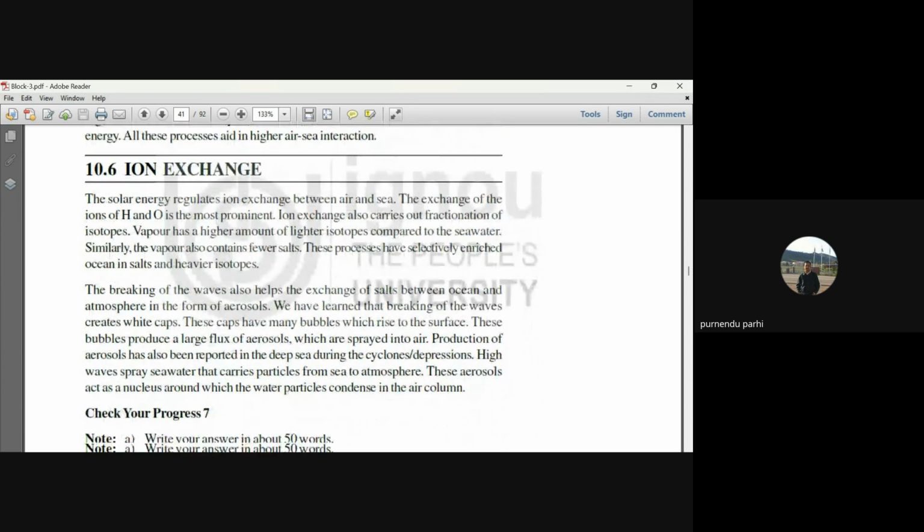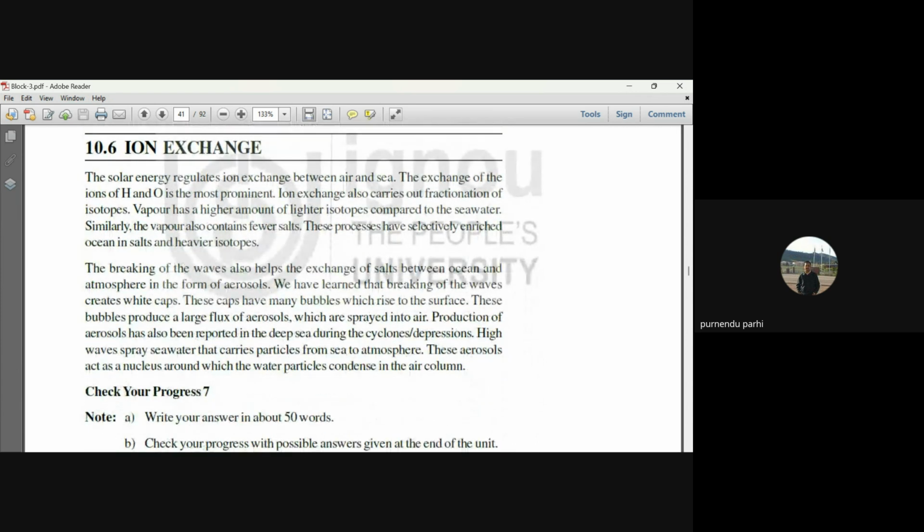Then, ion exchange. The solar energy regulates the ion exchange between the air and sea. The exchange of the ions of hydrogen and oxygen is the most prominent. Ion exchange also carries out fractionation of isotopes. Vapor has a higher amount of lighter isotopes compared to the seawater. Similarly, vapor also contains less salt. These processes have selectively enriched the ocean in salt and heavier isotopes.